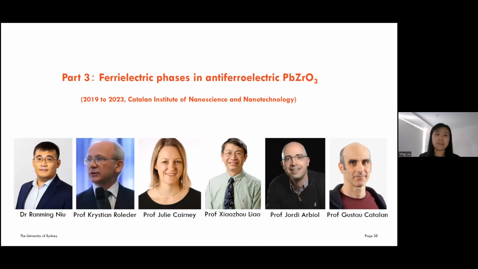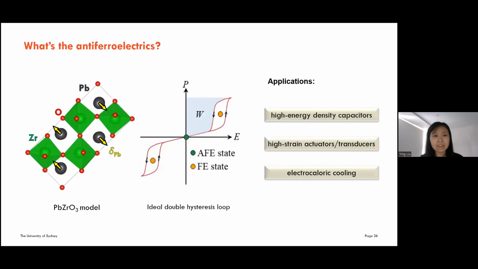Okay, the third part of the presentation is about the ferroelectric phases in antiferroelectric lead zirconate. This part of the work was done at the Catalan Institute of Nanoscience and Nanotechnology in Professor Gustavo Catalan's research group. And here are some important collaborators in this work.